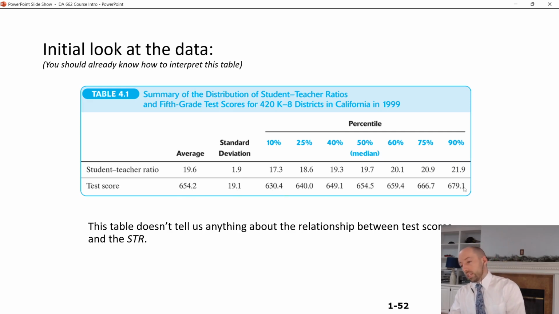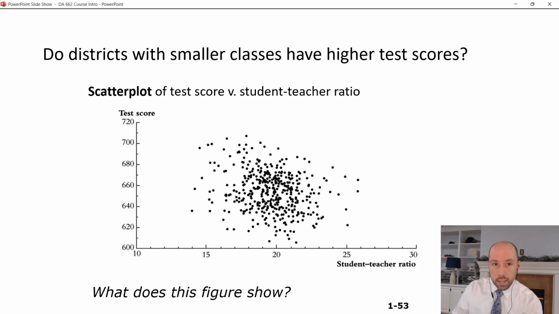And then again, we've got percentiles that'll tell you how many people are below a certain number in each of these districts. 10% of these districts have average test scores above 679, which is pretty good. 10% of districts have average test scores which are below something like 630.4. That doesn't tell us anything about the relationship between test scores and the student-teacher ratio. The first thing you might want to think about is a scatter plot.